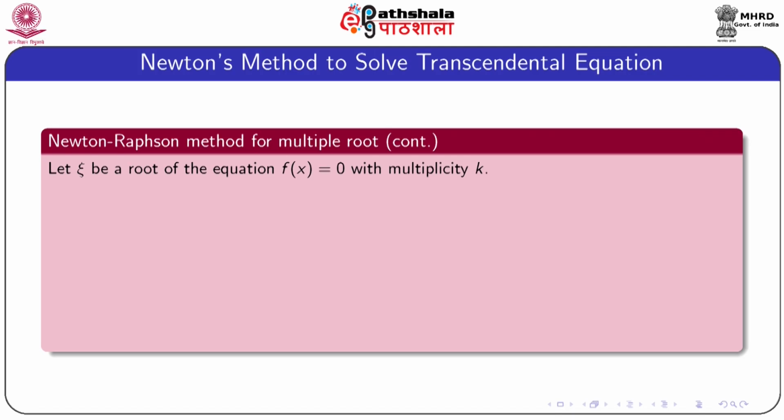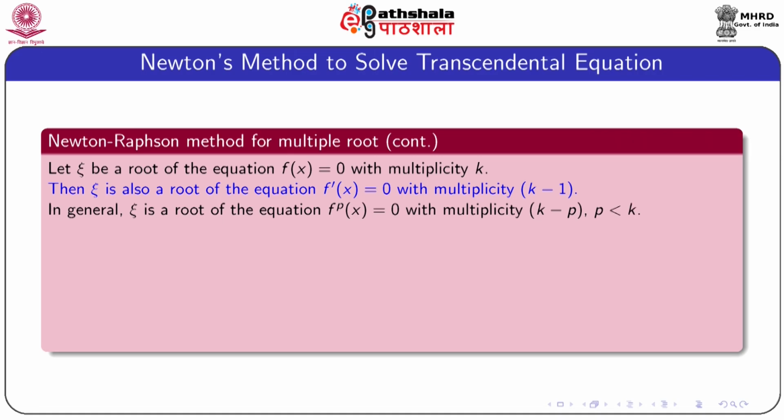Let xi be a root of the equation f(x) equal to 0 with multiplicity k. Then, by the definition of a multiple root, xi is also a root of the equation f'(x) equal to 0 with multiplicity k minus 1. Also, xi is a root of the equation f''(x) equal to 0 with multiplicity k minus 2. In general, xi is a root of the pth derivative of f at x equal to 0 with multiplicity k minus p, where p should be less than k.